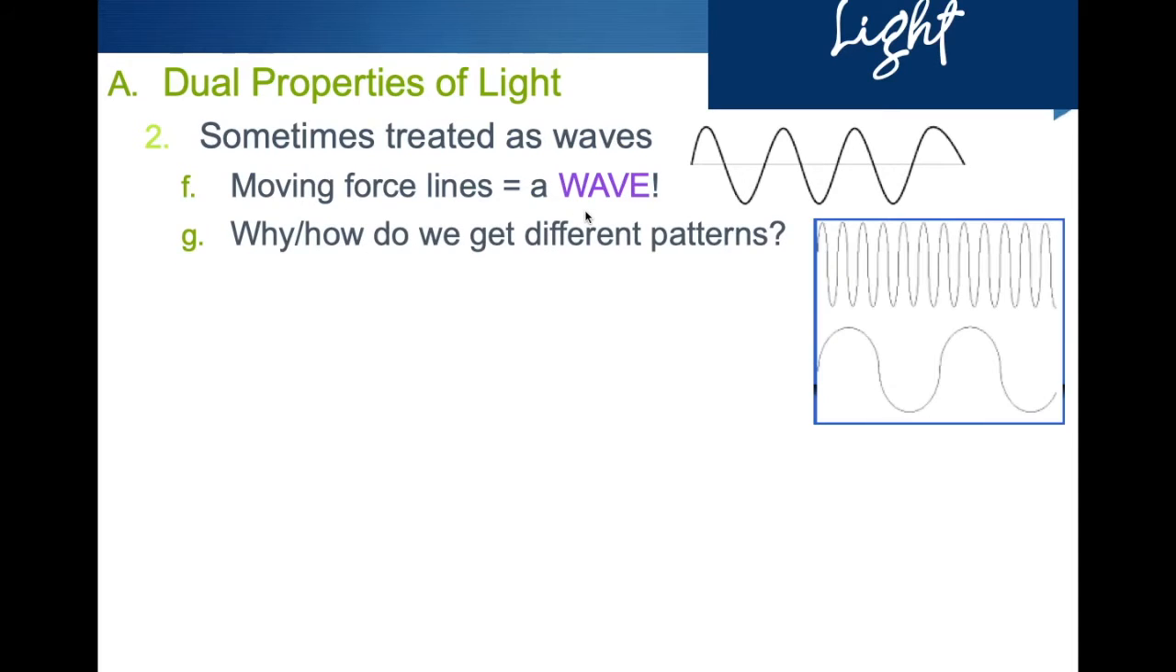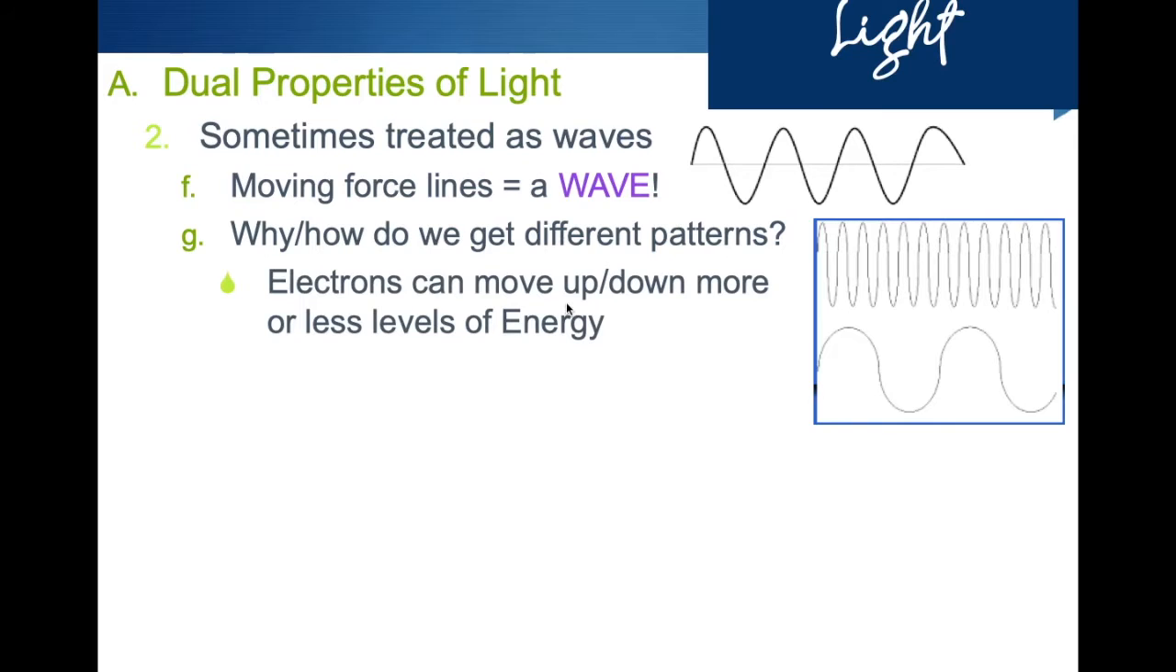But you know that there are lots of different wave patterns. This one's really, really smashed together. This one's more spread out, and doesn't seem to move maybe as fast. So then how do we get different patterns? They don't all look the same. Well, the electrons could move up and down more or fewer energy levels, right? So if I only move this a little bit up and down, I get this kind of a wave.